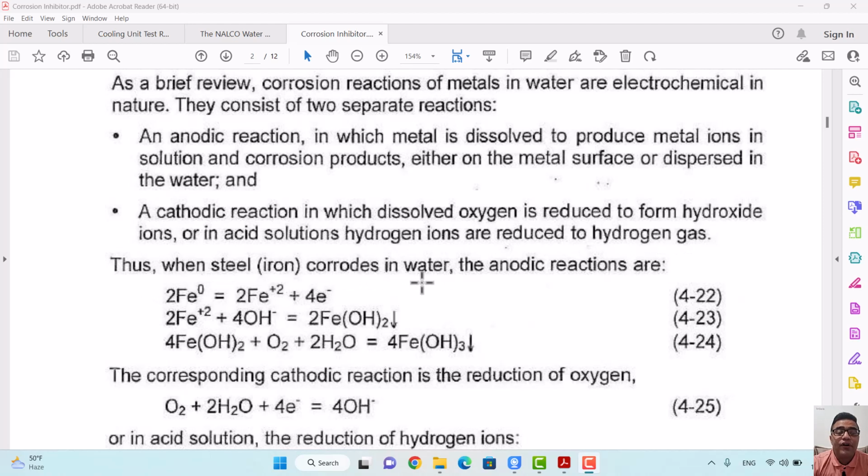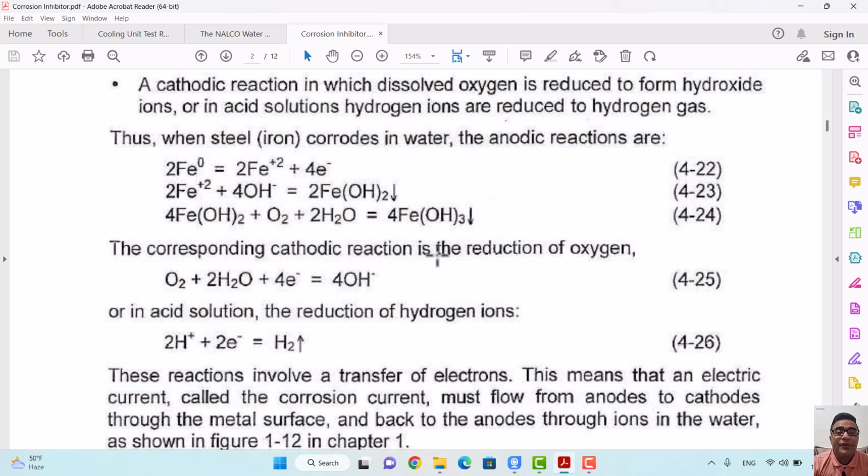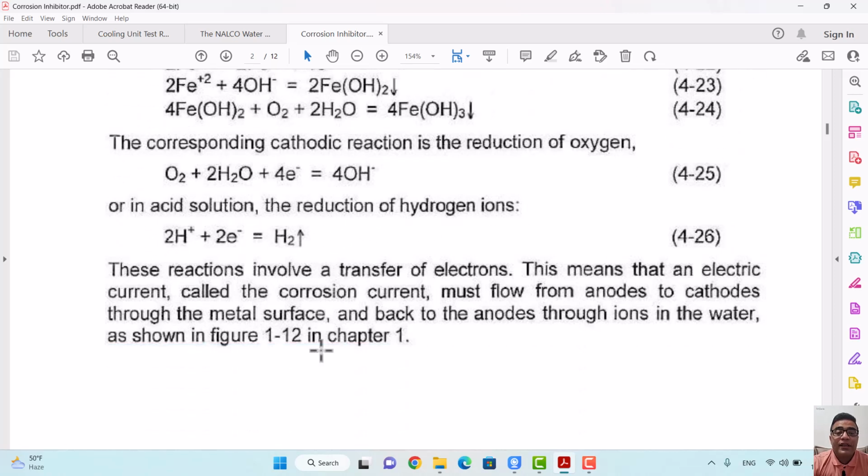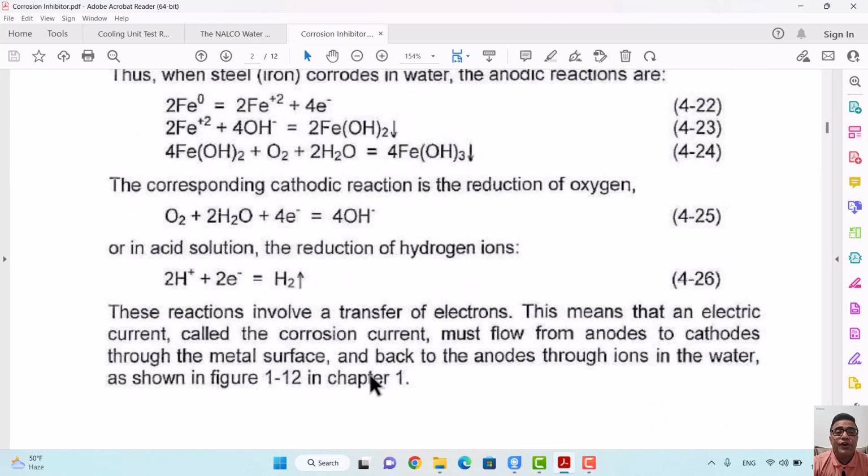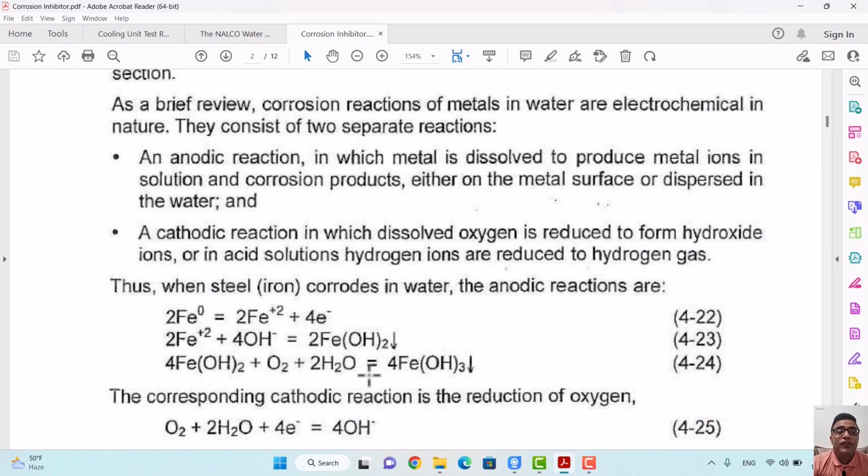Thus, when a steel corrodes in water, the anodic reactions are in this way, and the corresponding cathodic reaction is the reduction of oxygen in this manner, or in acid solution, the reduction of hydrogen ions happens in this manner. These reactions involve a transfer of electrons. This means that an electric current, called the corrosion current, must flow from anodes to cathodes through the metal surface and back to the anode through ions in the water. So here, because of the corrosion resulting from anodic and cathodic reactions, we need to add corrosion inhibitors in order to prevent these reactions from happening.